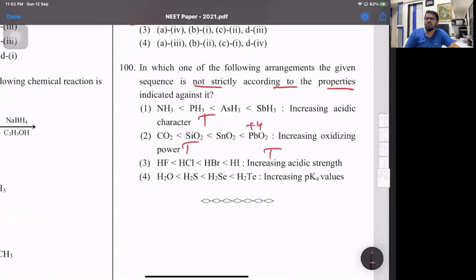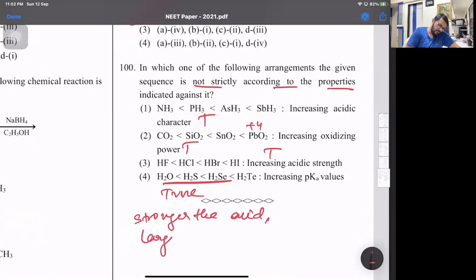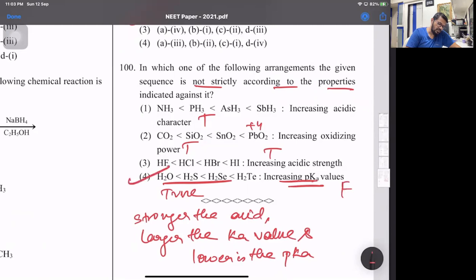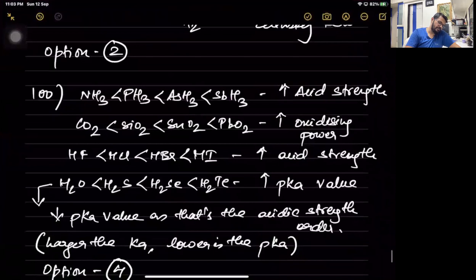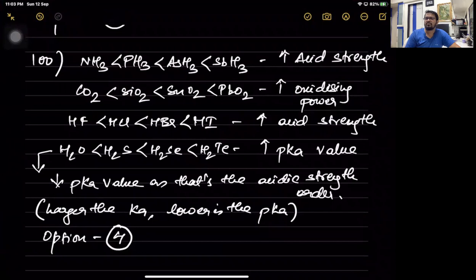Last one, water, H2S, H2Se, H2Te. Now it says increasing pKa value. This order is correct. So if this order is true, H2Te is a stronger acid. So the stronger the acid, the larger the K value, and the lower is the pKa. So increasing pKa, pKa cannot increase. So the last one is false. So the answer is 4. So 100 is 4. All are fine in the last one. The order is correct, but then it cannot be increasing pKa. It has to be decreasing pKa. Clear? All right.